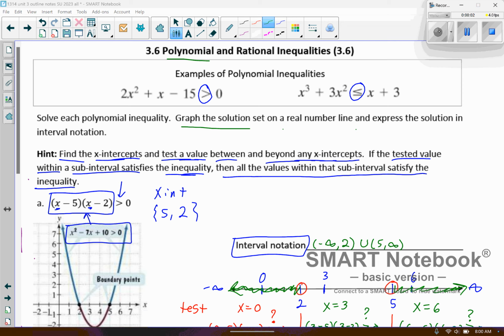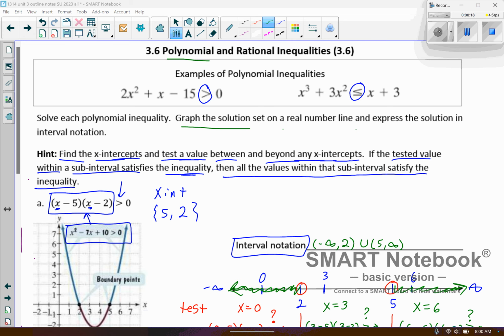All right, we need to finish up 3.6. We just barely got started yesterday, so let's review what we're doing here. We're going to have polynomial and rational inequalities, and we're trying to find the solution sets. Right now we're focusing on the polynomials.